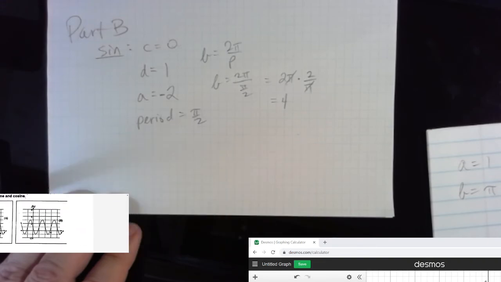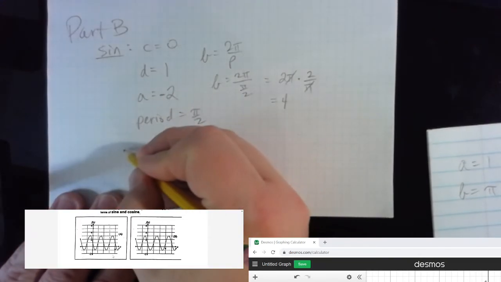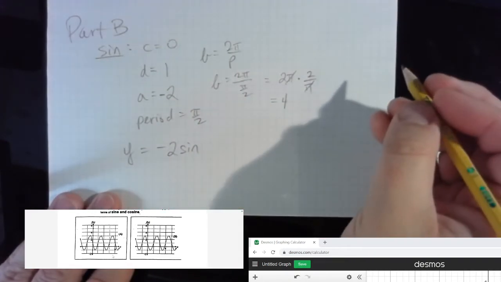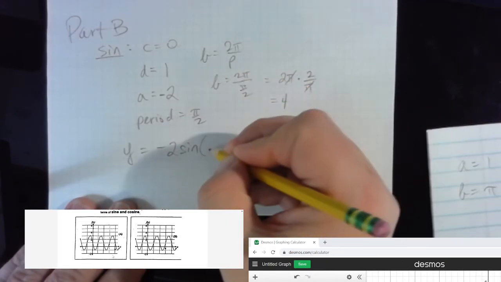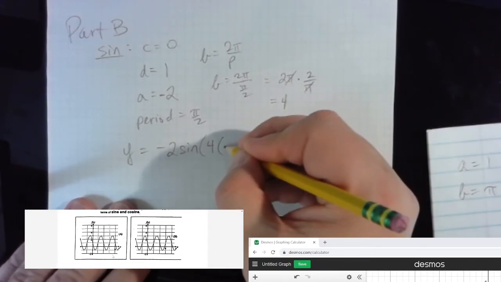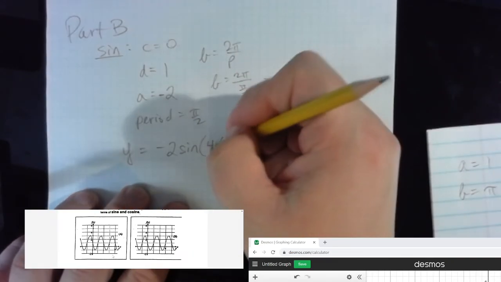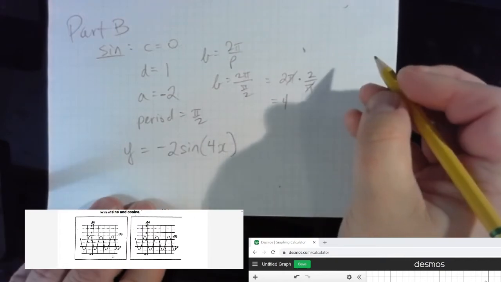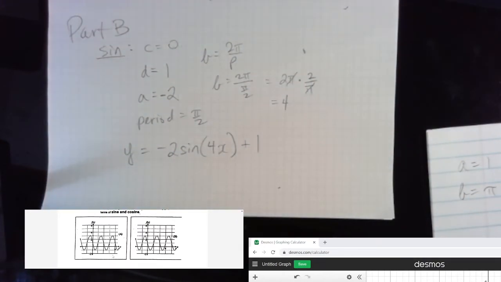So I have what I think now is my equation. I think I have y equals -2 sine, and then open the bracket and put the b value of 4, open another bracket and put in x. c is 0. Actually, you know what, if c is 0, I don't need another bracket. 4x is good enough. And plus d is plus 1. So there we go. There's my equation.